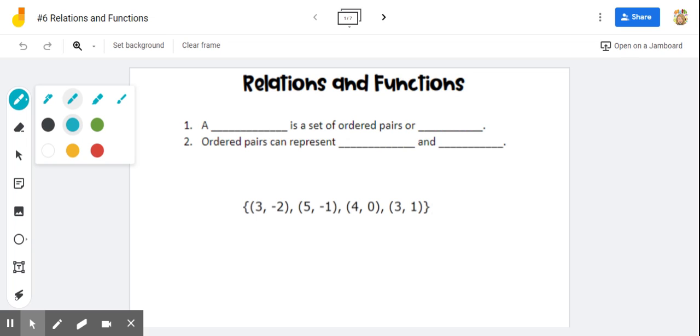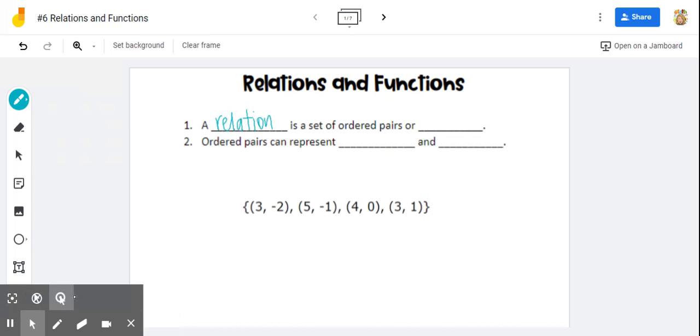Hey there, guys. So today we are going to learn about relations and functions. So what is a relation? A relation is a set of ordered pairs or points in the form of x comma y. Now, these ordered pairs can represent either a relation or a very specific type of relation called a function.